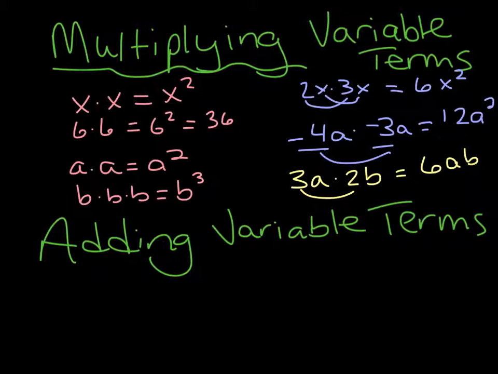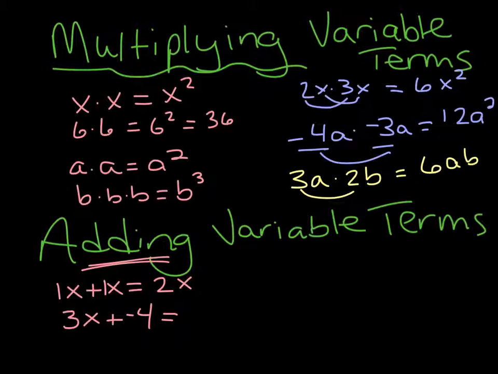Okay, so adding them is going to be a little different. Adding them, remember, we can only add and subtract if they're like terms. So if I had x plus x, remember that's really a 1x and a 1x, so now I have 2x's. No exponents, just 2x's. If I have 3x plus negative 4x, well, there's an x there. I can add the coefficients together, combining like terms, that would be negative 1x.